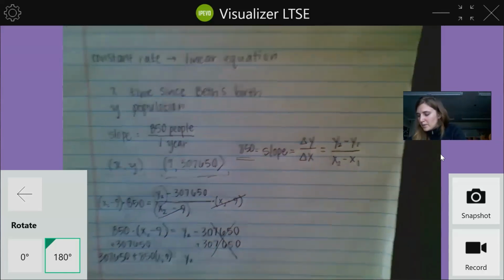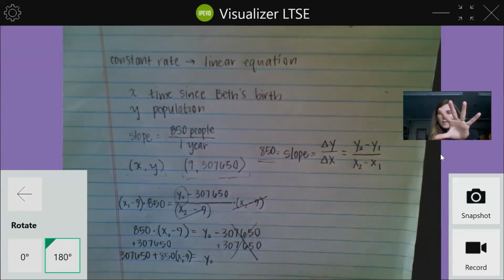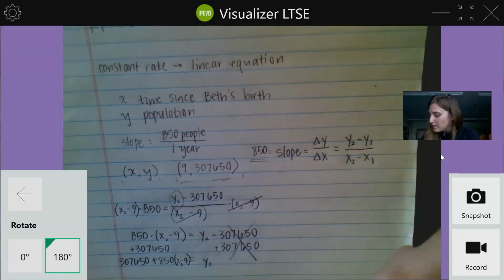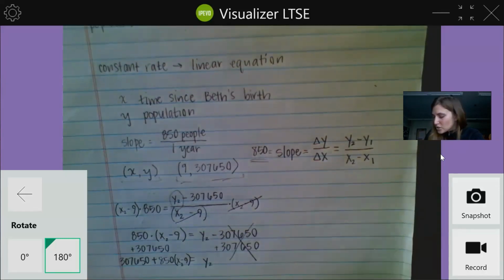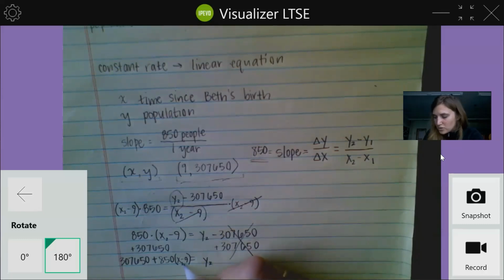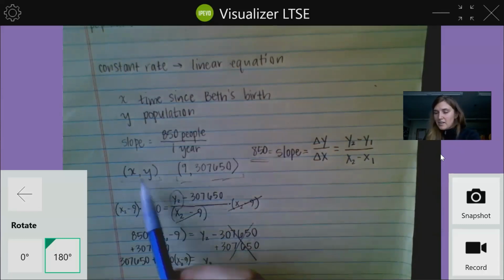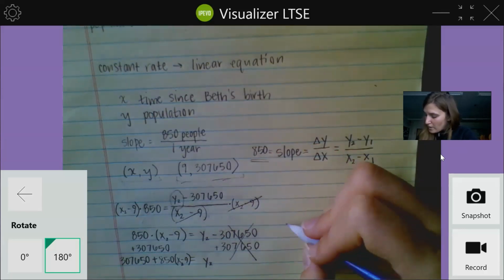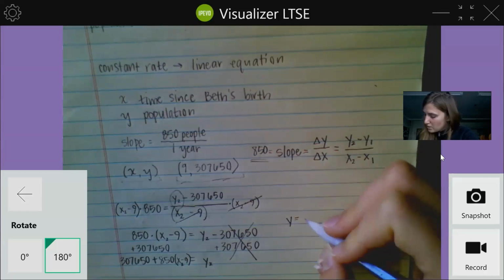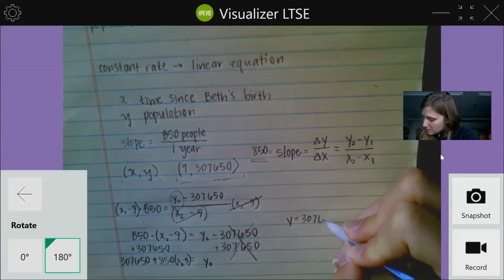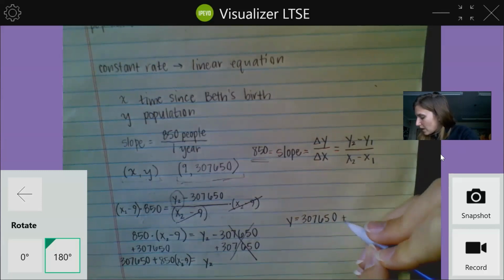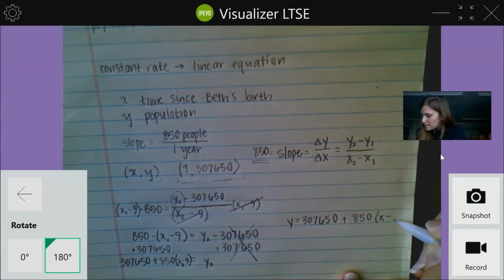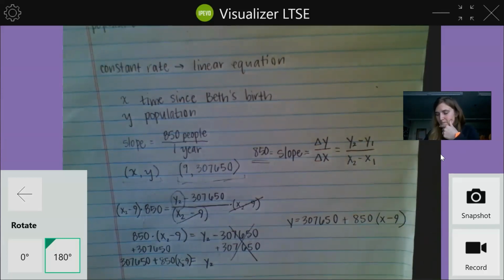That got kind of messy. Let me rewrite that. And I'm going to rewrite it so that the y comes first and then the expression is on the right side of the equal sign. I'll do that right here. And I'm also going to take out this y2 and the x2 and just leave it as x and y, just to make it a little cleaner. So I'm going to do y equals 307,650 plus 850 times x minus 9, right?